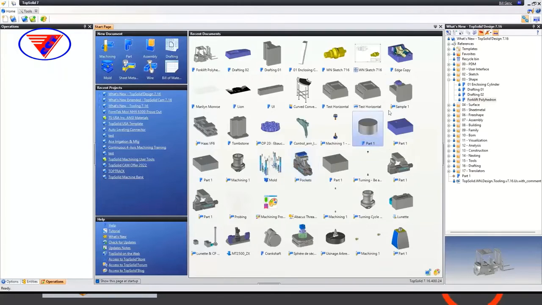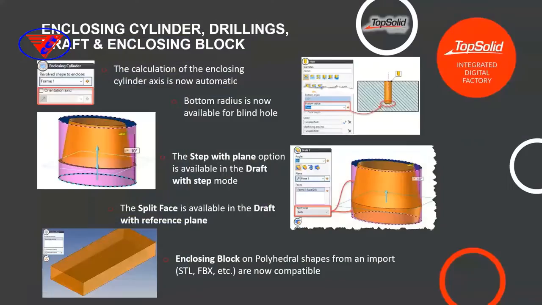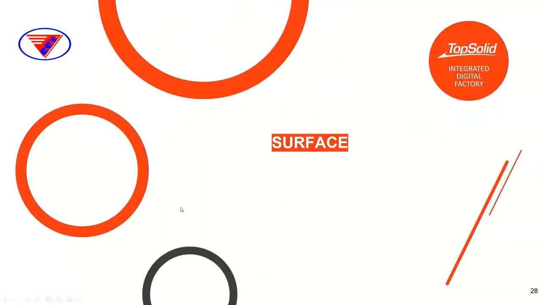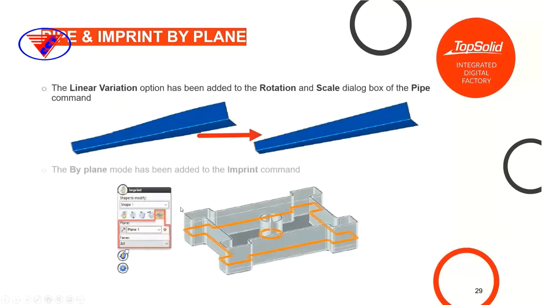So, all right, let's go back to our presentation. That's the major improvements on the shape side. Let's go look at surfaces. We did a couple of neat things in surfacing this year. First, in the pipe command, we've added linear variation as an option to control rotation and scale. And then also on the imprint command, we have a new imprint by plane. All right, so let's have a look at both of those.